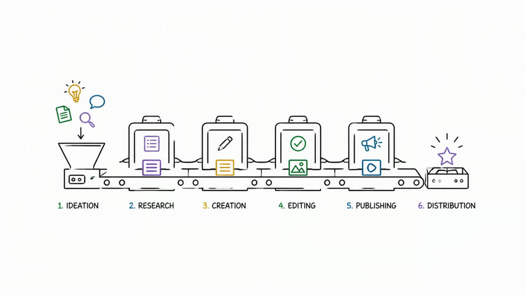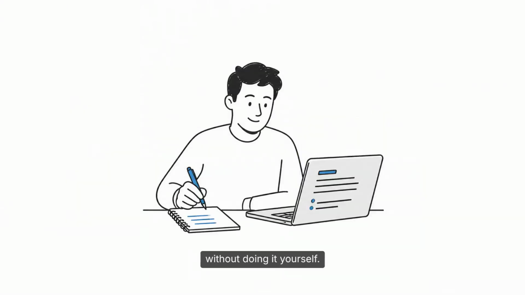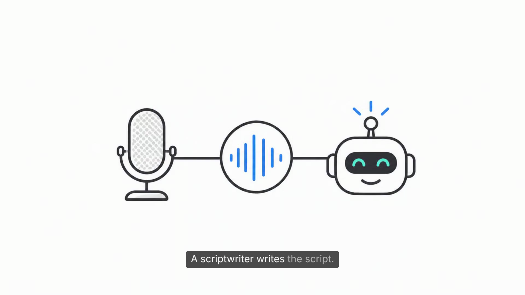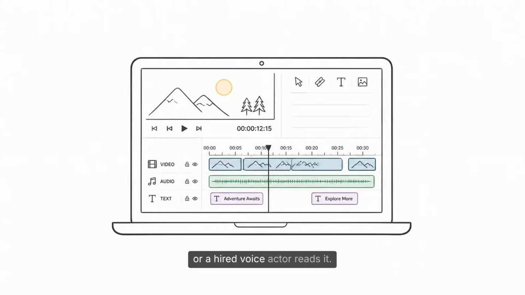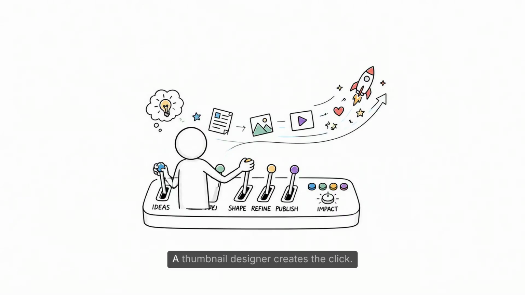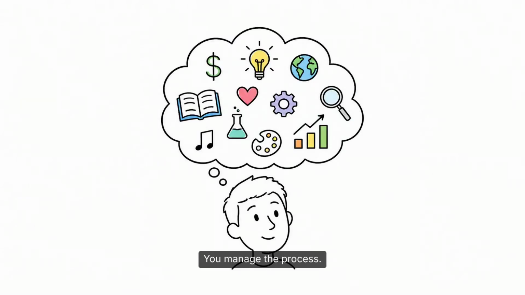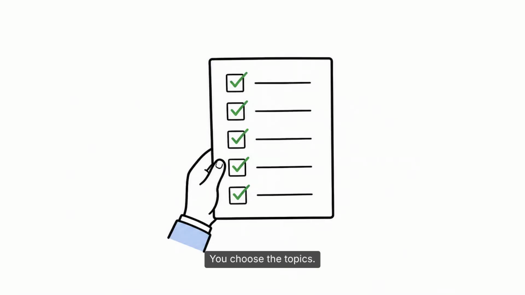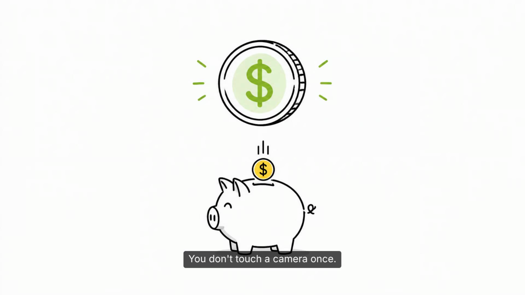Step 3. You create the content without doing it yourself. A scriptwriter writes the script. An AI voiceover tool or a hired voice actor reads it. A video editor sources stock footage, syncs the audio, adds music and captions and text overlays. A thumbnail designer creates the click. You manage the process. You choose the topics. You review the output. You don't touch a camera once.